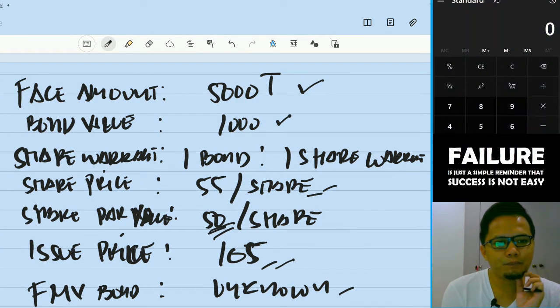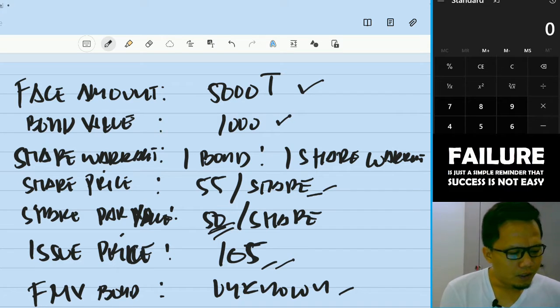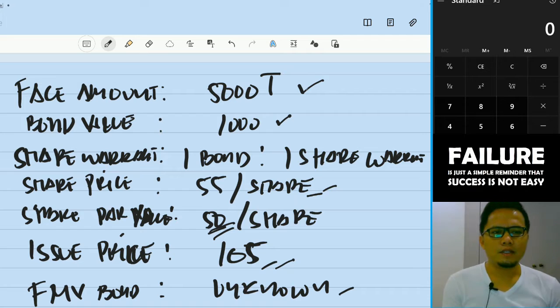Okay, so let us continue our discussion of compound financial instruments, particularly bonds payable with share warrants. But this time, what if the fair market value of the bond payable with share warrants is unknown? Let us try this example again.